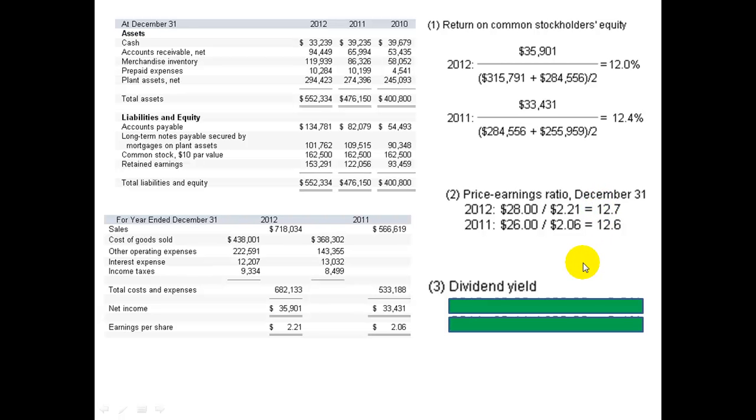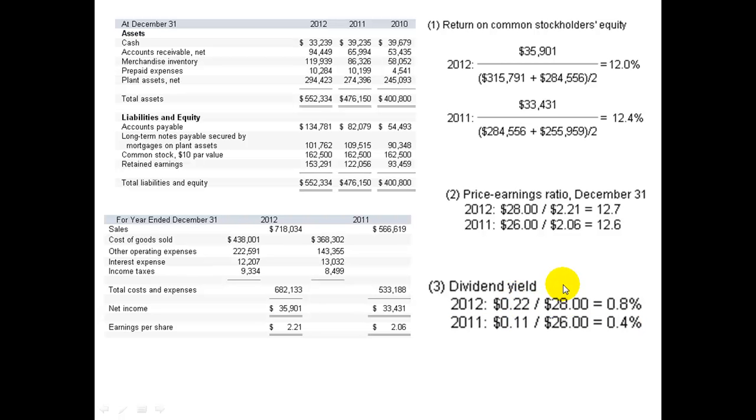Now, the third ratio is dividend yield. Let's take a look and see what that's going to be. The dividend yield in 2012 will be the 22-cent dividend per share, and again that has to be given to you somewhere, divided by the price of the stock, which was $28, and it looks like that's going to be 0.8% for 2012.